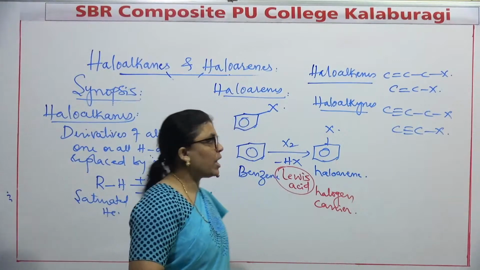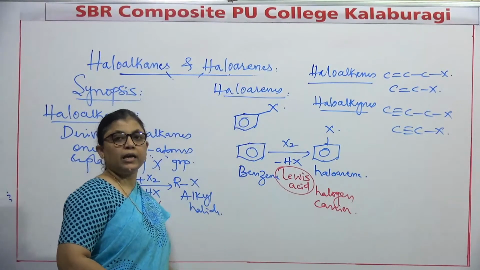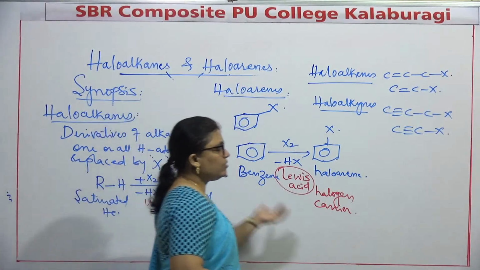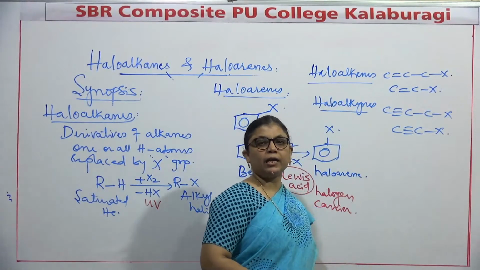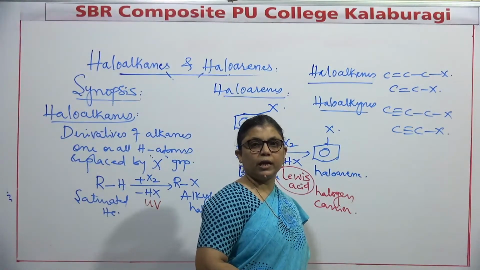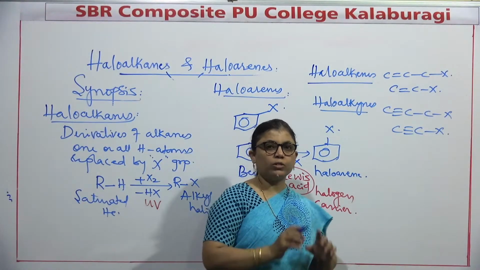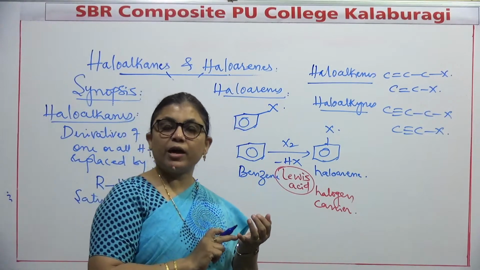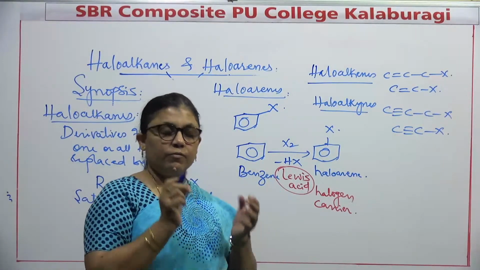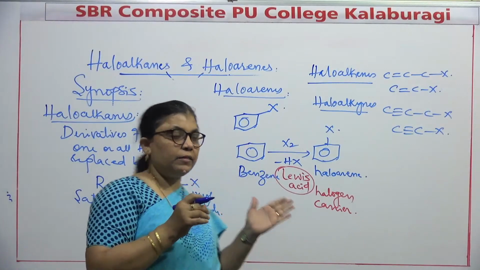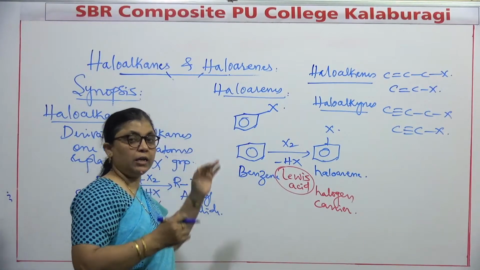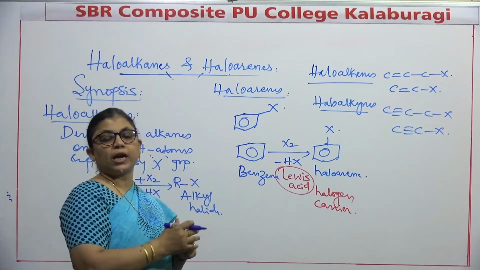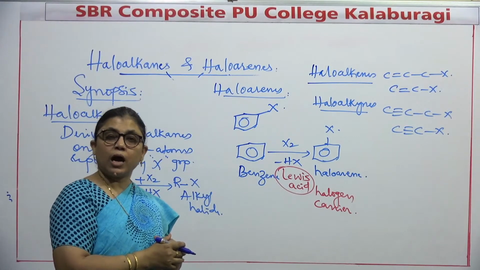As in the syllabus, we have polyhaloalkane and haloarene. That's why we are least bothered about haloalkene. Haloalkene and haloarene, this is all about how the definition of haloalkane. So remember one thing, whenever we are defining haloalkane: haloalkanes are the derivatives of alkane where one or all hydrogen atoms are replaced by a halide group.